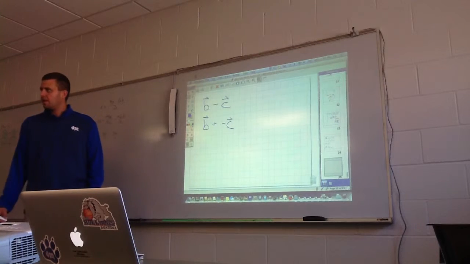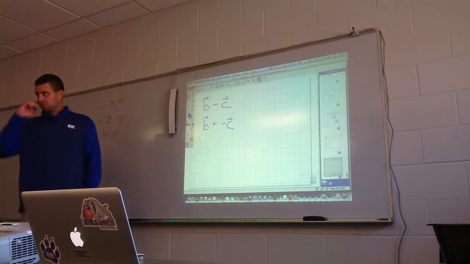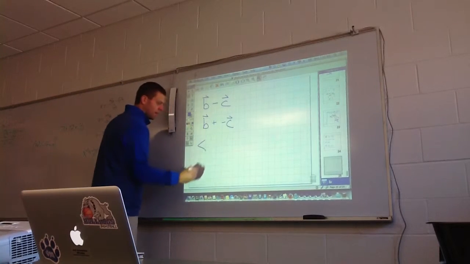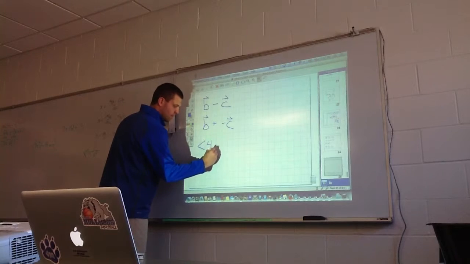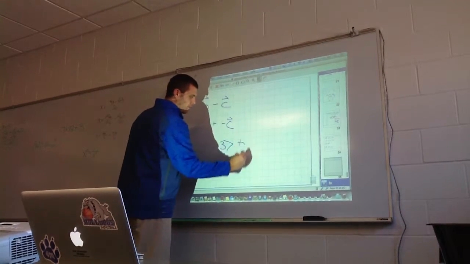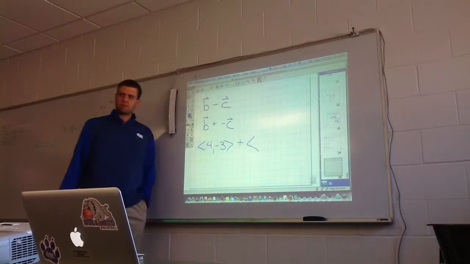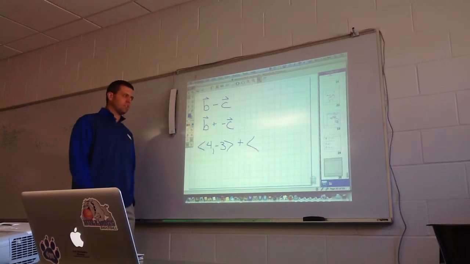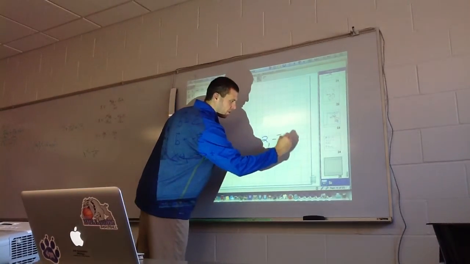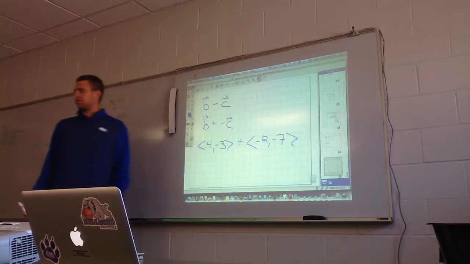Would you have to flip vector B then too? No, it's just subtracting. So vector B was what? 4, -3, plus the opposite of vector C. Well, the opposite of vector C is -2, -7. Or yes, you could just keep it as subtraction.